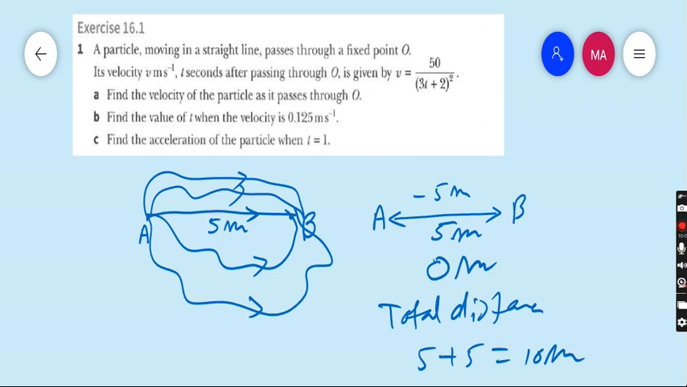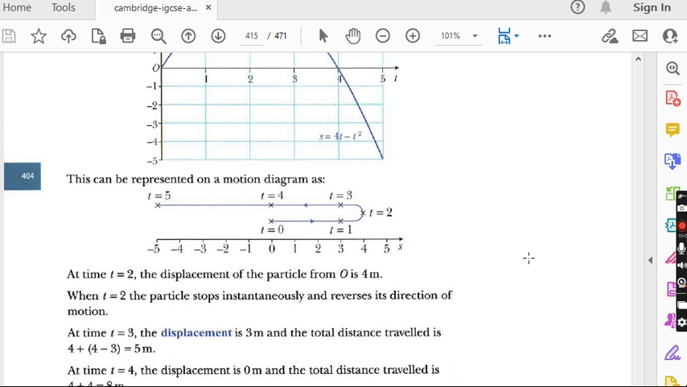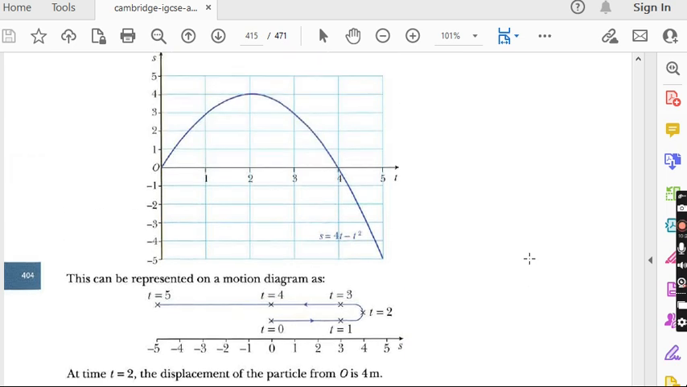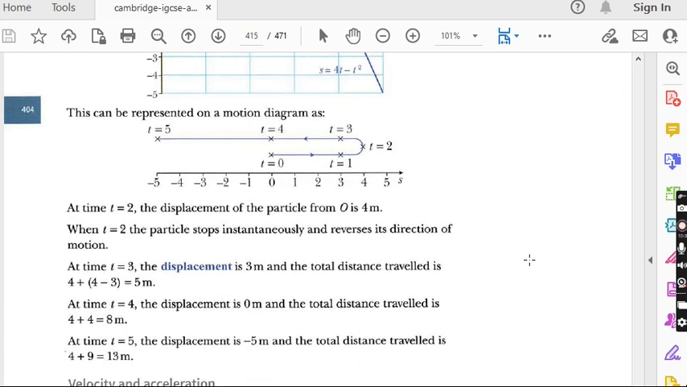Now come to our motion diagram. At t = 2, the particle stops instantaneously and reverses its direction of motion. At t = 3, the displacement is 3 meters. Obviously, you can see this on the displacement-time graph. At t = 3, the displacement is 3. But what is the total distance?